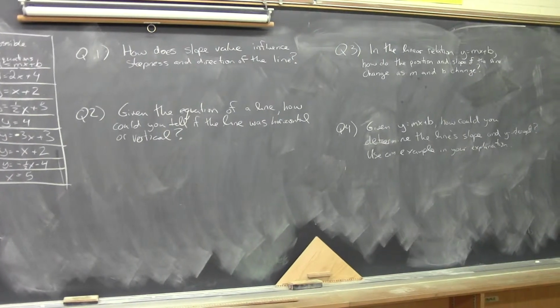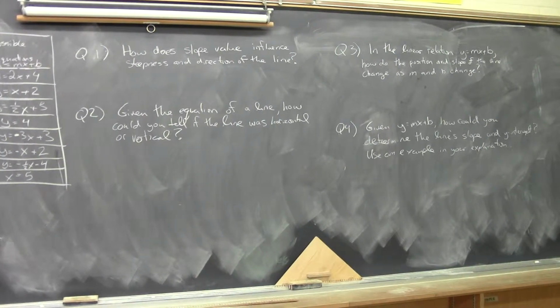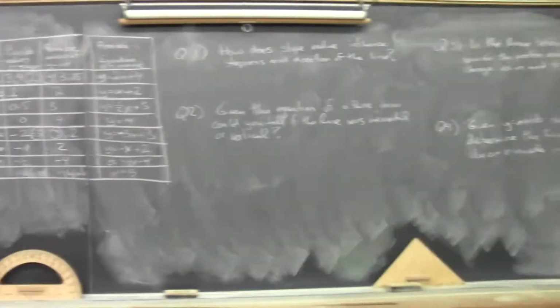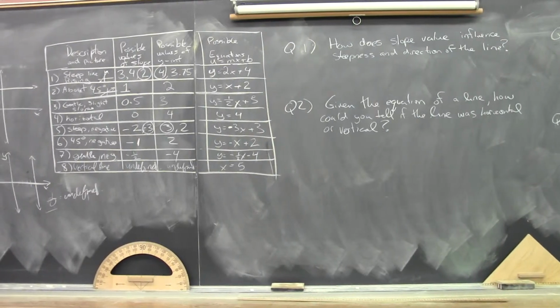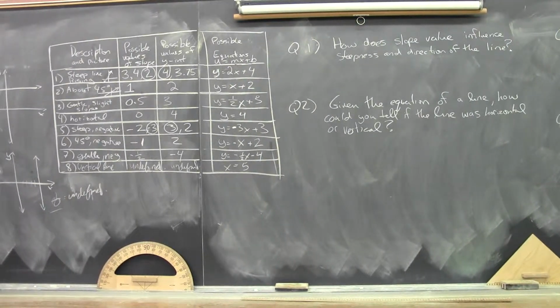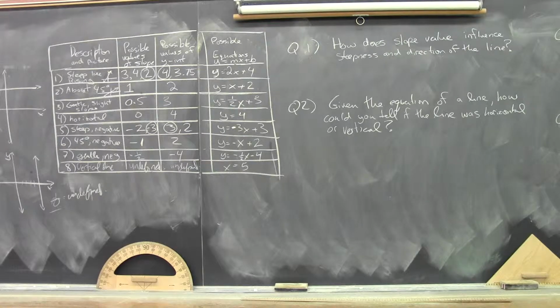All right, so the last thing we checked was the vertical line. We figured out that the slope was undefined. The y-intercept was undefined. The only value we did have was the x-intercept. So our formula then becomes x equals 5. Okay, there's a couple questions we want to answer.